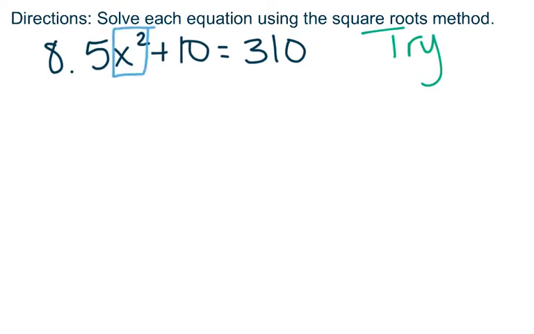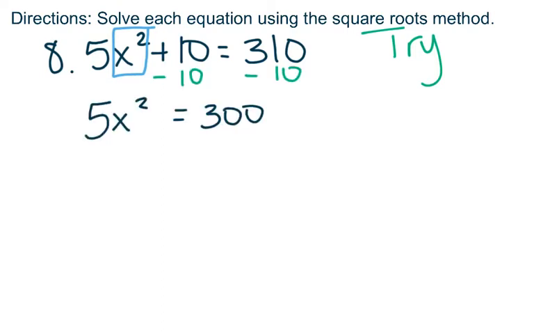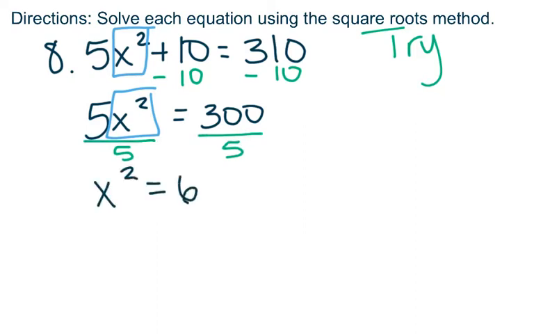Alright, so I want to isolate x squared. I'm going to get rid of the plus 10 first. Alright, I got rid of 10. I still need to get x squared by itself. So I'm going to get rid of the 5 in front of x squared. So I got x squared equals 60.